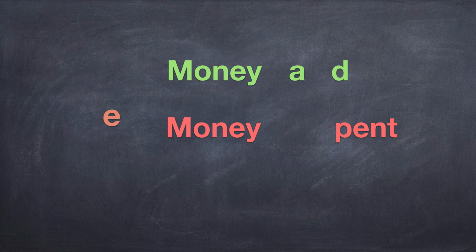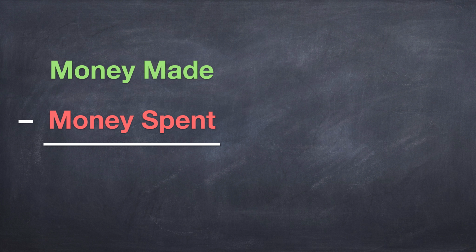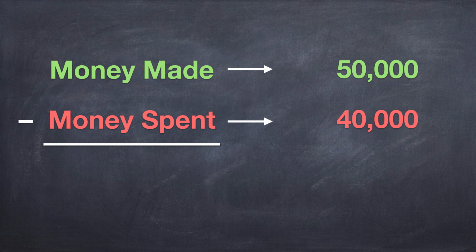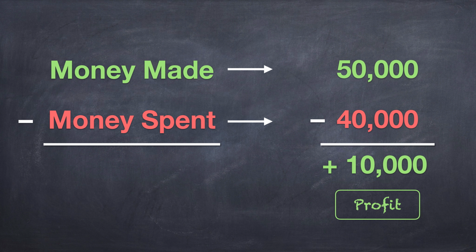So let's take a look at a real example of this. So we got money made minus money spent. And let's take a look at a real example. So let's say you made $50,000 in a year, and then that same year you spent $40,000. So you're just going to go 50,000, which is your money made, minus 40,000, your money spent, and then that's going to give you a surplus or a profit of $10,000 because you made more than you spent.